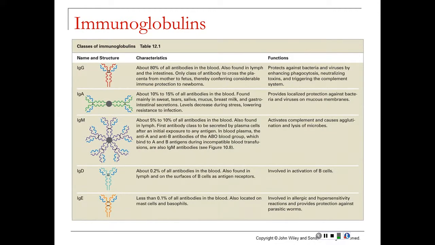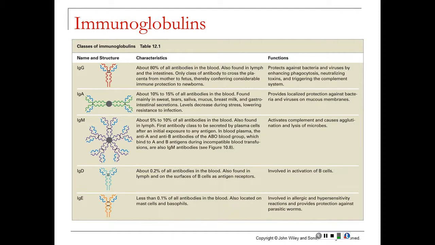This diagram from your textbook goes through the different types of immunoglobulins: IgG, IgA, IgM, IgD, and IgE. IgG, this is the majority of our antibodies. This is the type of antibody that is going to cross from the mother to the fetus. This is going to provide immune protection for newborns. IgA, this is what's found in our sweat, in our tears, in our saliva, in breast milk. So this is why breastfed babies have a better immune system, so they say, than formula-fed babies.